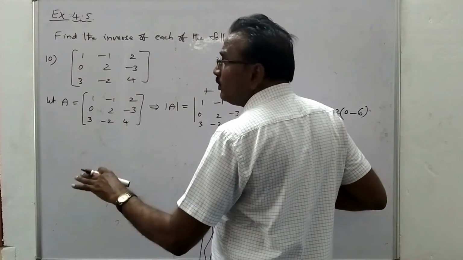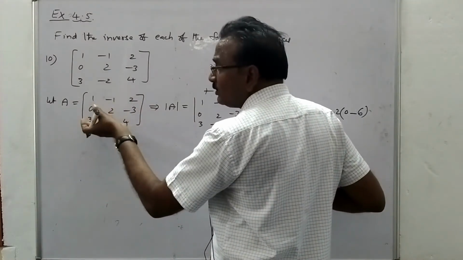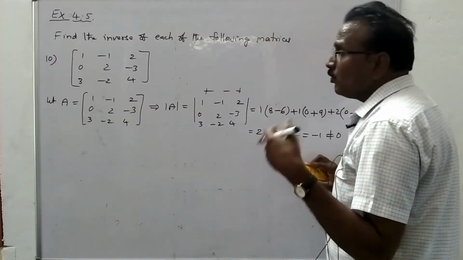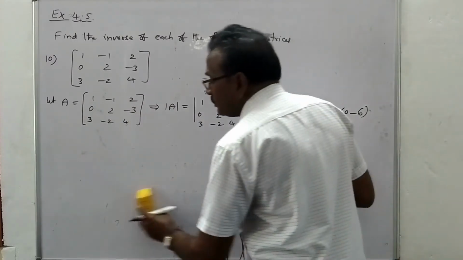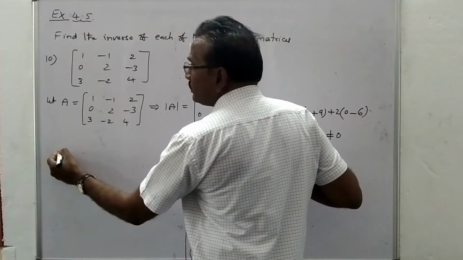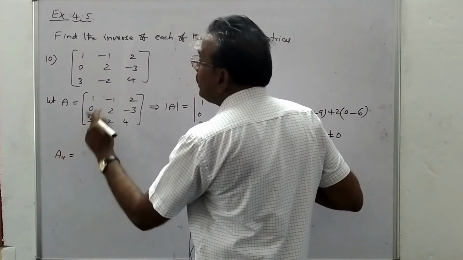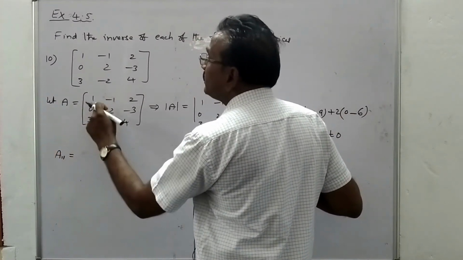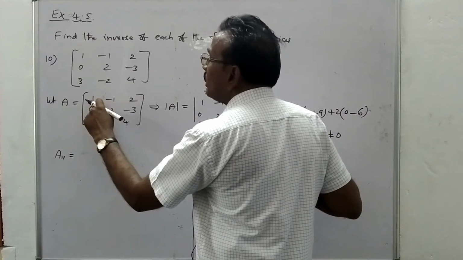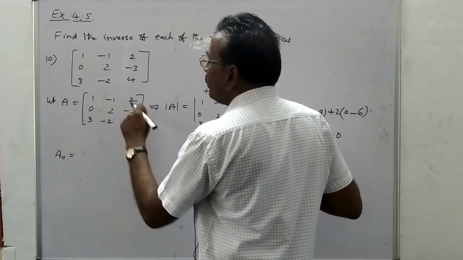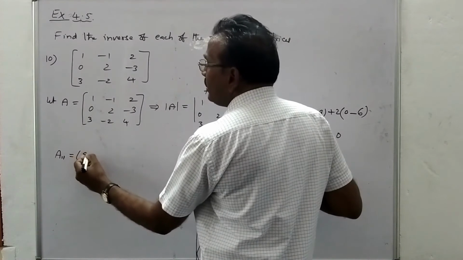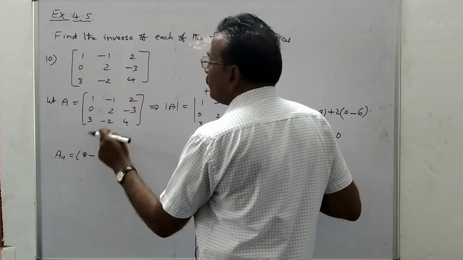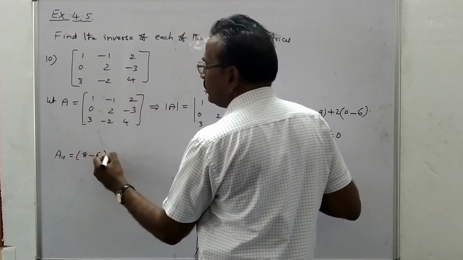To find the adjoint of a matrix of order 3, we need to find the cofactors of each and every element. So first find the cofactors. A11 sign is plus, that is cofactor of first row first column element. Delete first row and first column. Determinant of remaining 4 elements, that is 8 minus of plus 6, that is 2.